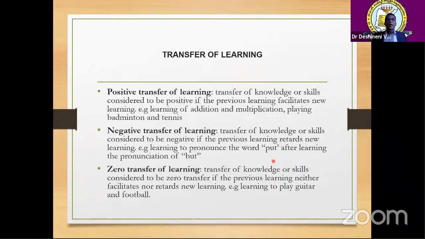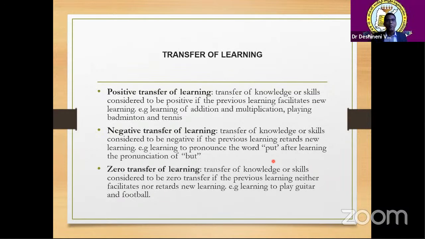Next, let us take transfer of learning. When a child is learning something, to make the learning more effective, the learning component has to transfer to various situations. According to psychologists, there are 3 types of transfer of learning. One is positive transfer of learning. Positive transfer means transfer of knowledge or skills which is considered positive if the previous learning facilitates new learning. For example, learning of addition always helps in learning multiplication. If a child is strong in addition, it definitely makes it easy to learn multiplication. So here a lot of positive transfer is happening.